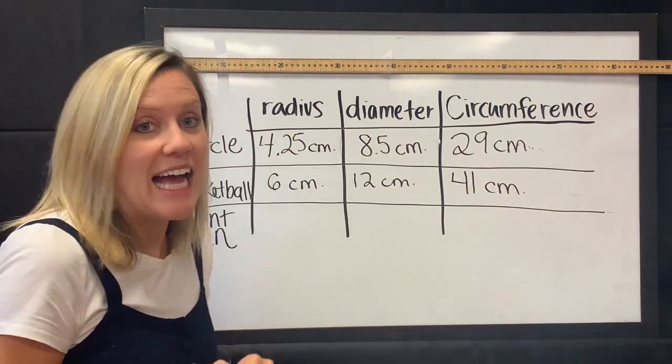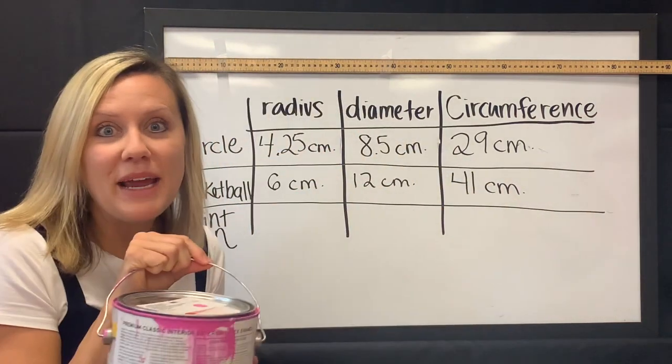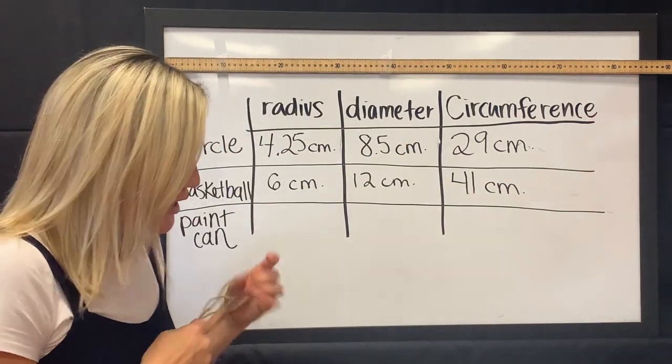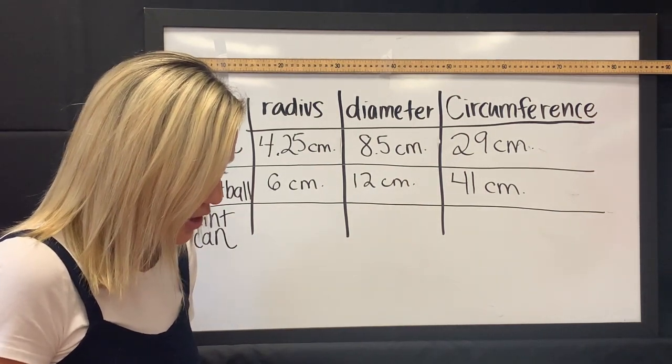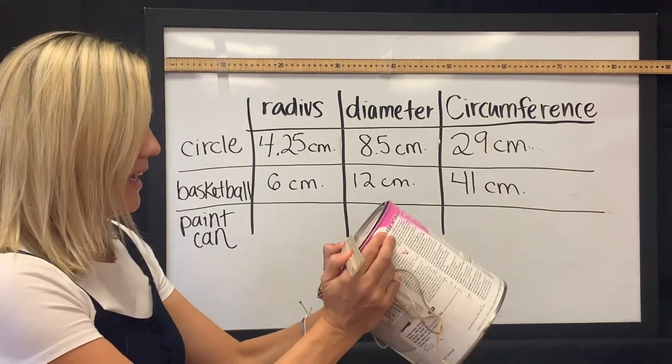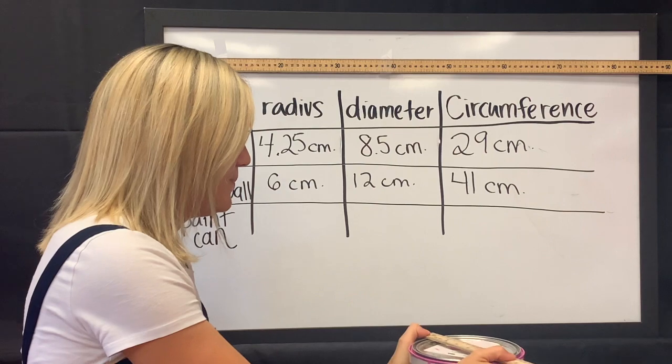Okay, the last object that I'm going to do is a paint can. Okay, so all the way across, the diameter of this cylinder is 16.5 centimeters.